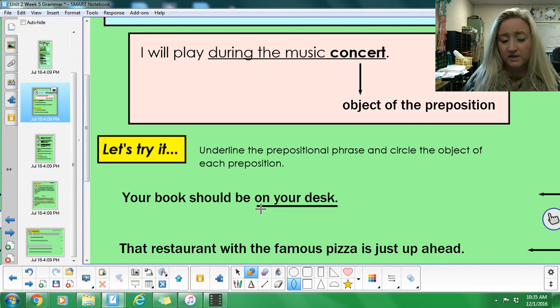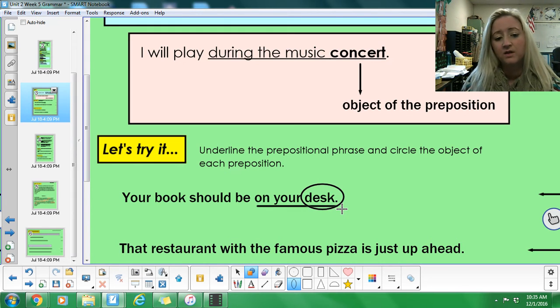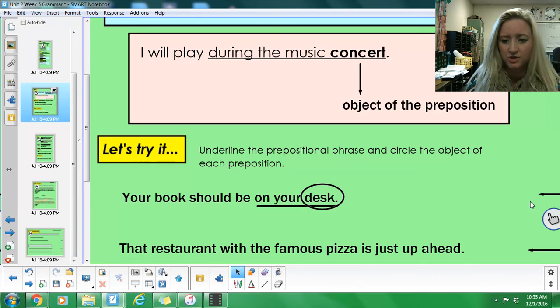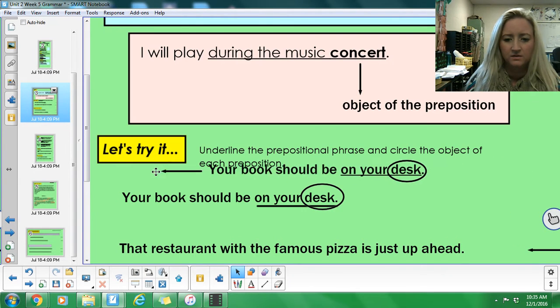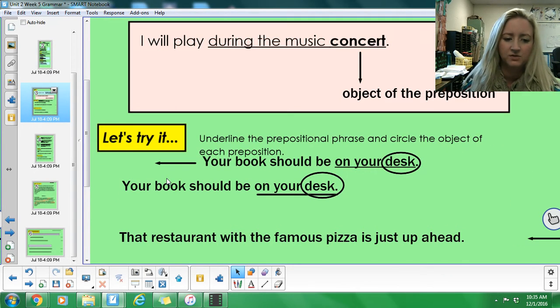Where is the book? It's on the desk. Desk is the noun. That's called the object of the preposition. We can check it. Oh, we did great. Let's try this one.